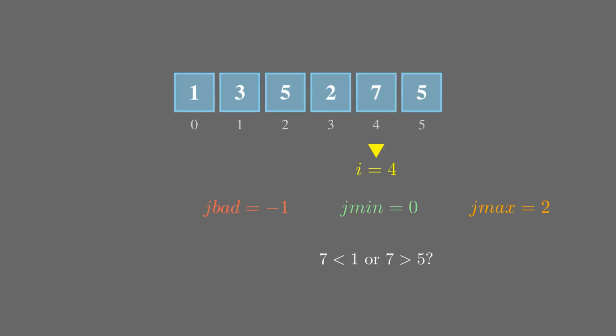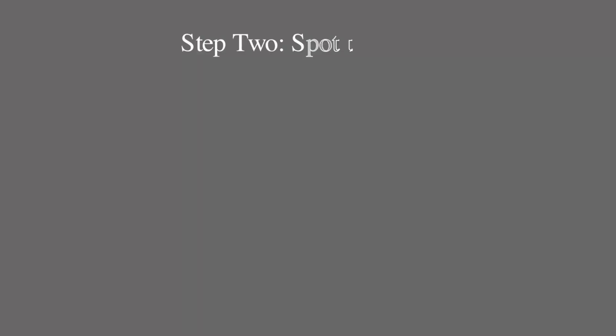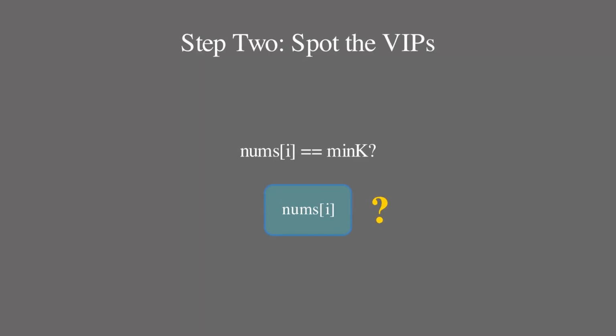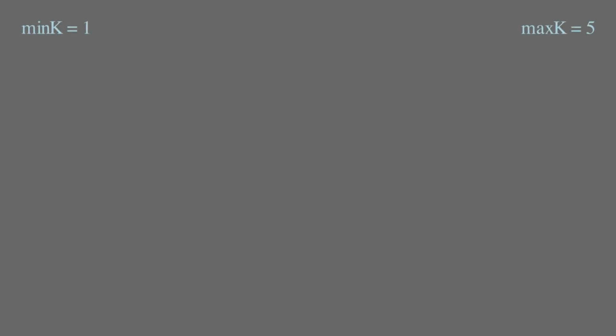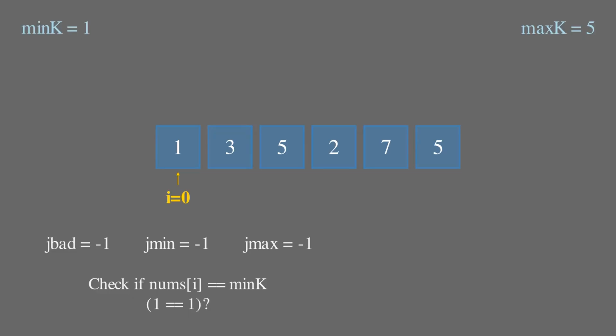If the current number is outside the range minK to maxK, this element ruins any subarray including it. Update JBAD to I, the new boundary of badness. Step 2. Spot the VIPs. Is the current number equal to minK? If yes, update JMin to I. We found our minimum star. Remember where they are.